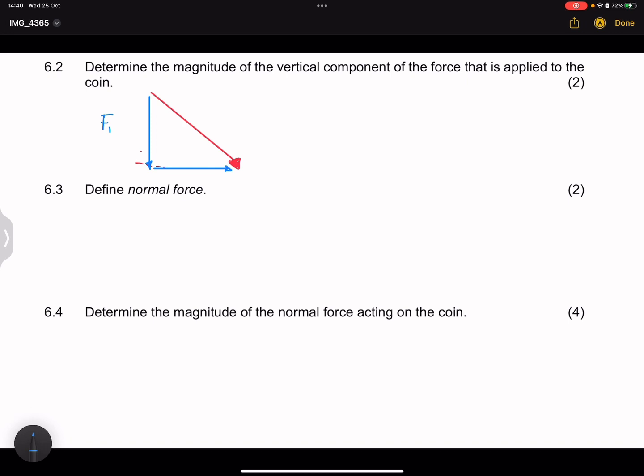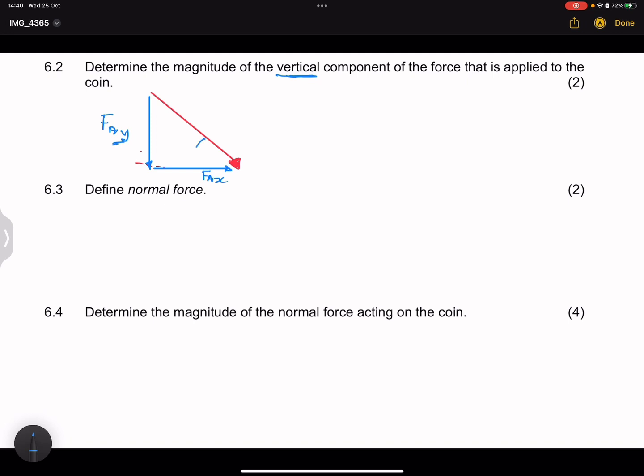Which means the force applied in the y direction and the force applied in the x direction, or if you want, you can use parallel and perpendicular. The force acting in the x direction is the parallel force to the motion. They said the magnitude of the vertical, rather. So we're looking for FAY.